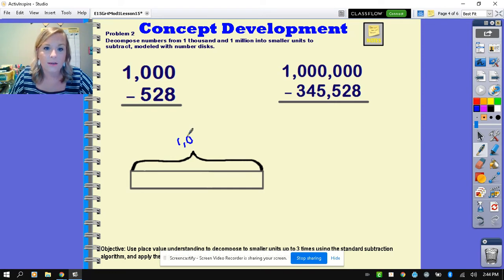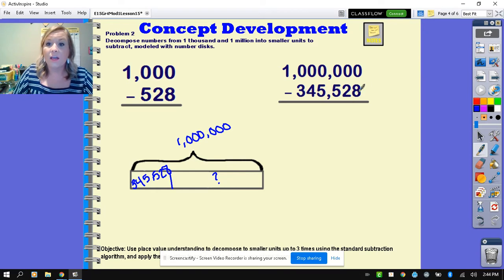So I have 1 million up top, and a portion of this would be 345,528, and that's what we're solving for, is that unknown right there. I know it's really tempting to just go, oh, 8, 2, 5, but remember our big number's on the floor. If you have 0 candy bars, I can't take 8 of them away.